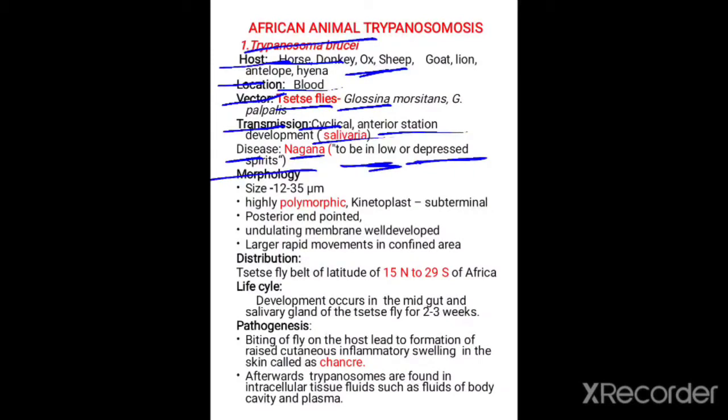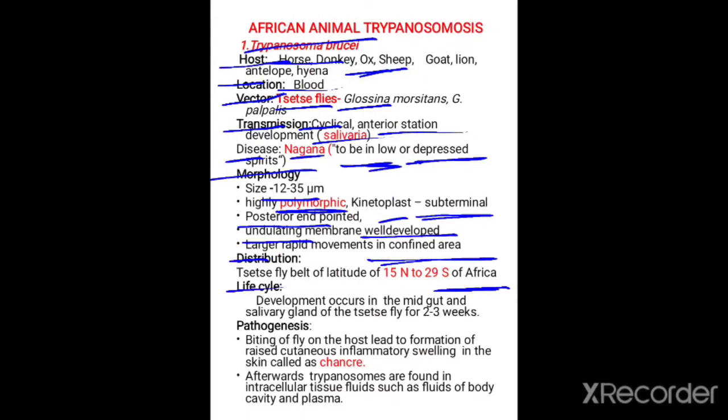And the morphology of Trypanosoma brucei is, they range around 12 to 35 micrometer. They are highly polymorphic. Kinetoplast is subterminal and the posterior end is pointed. Undulating membrane is well developed. Large rapid movements are seen in a confined area. Distribution is mainly in African countries.